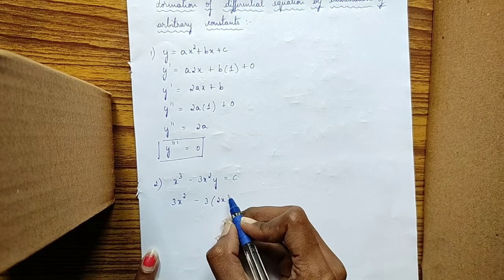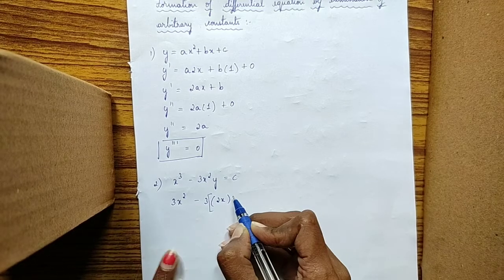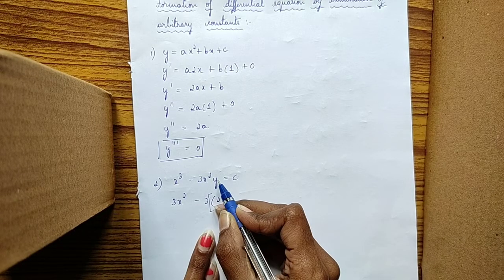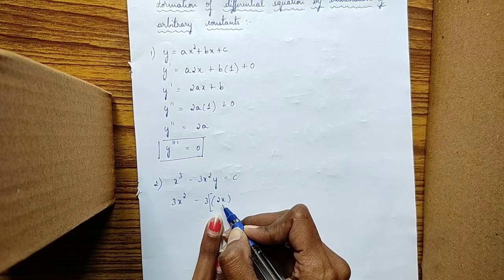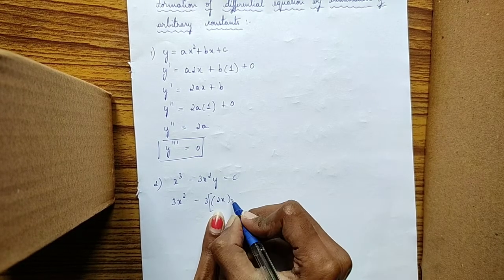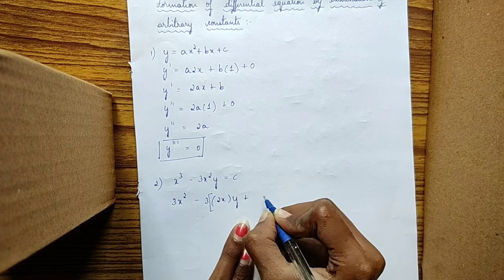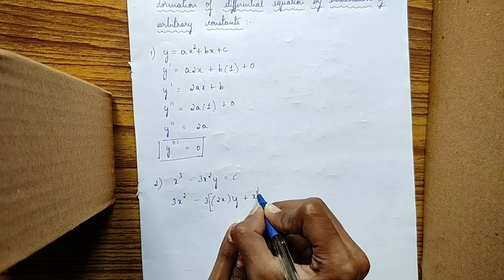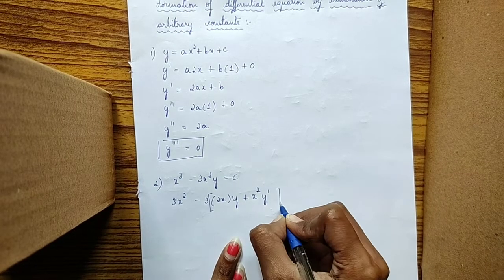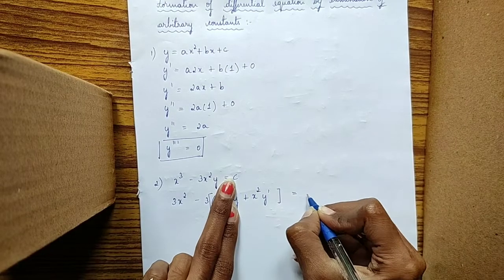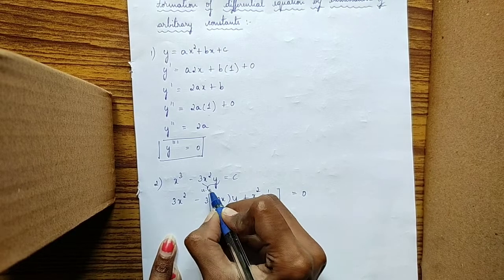Here what happens? This is the u into v rule. What do we have to do? First function into derivative of second function plus second function into derivative of first function. Since I've derived this, it's okay. So 2x into y plus, differentiation of the second function: we keep x² as it is, and the differentiation of y is y'. The differentiation of c is 0. Which rule did we use here? It's the u into v rule.